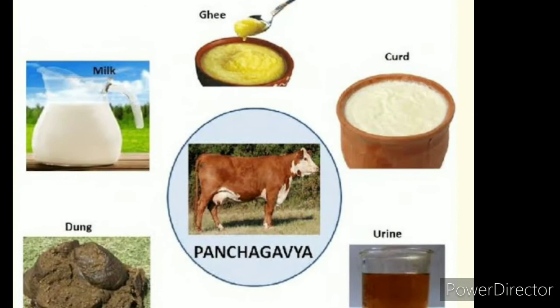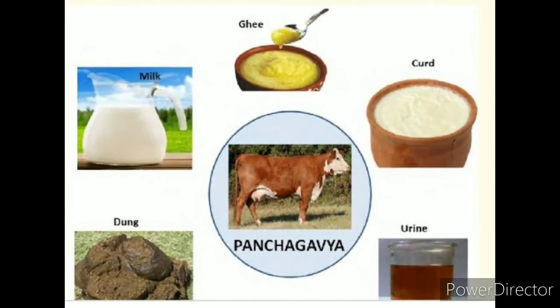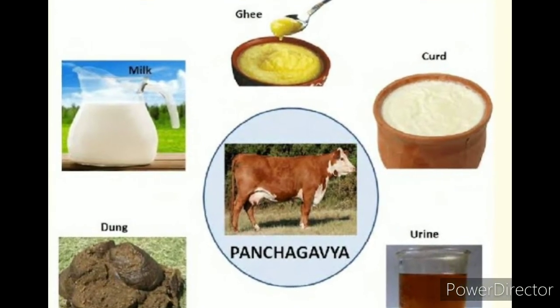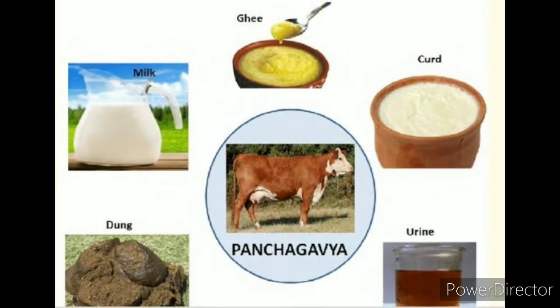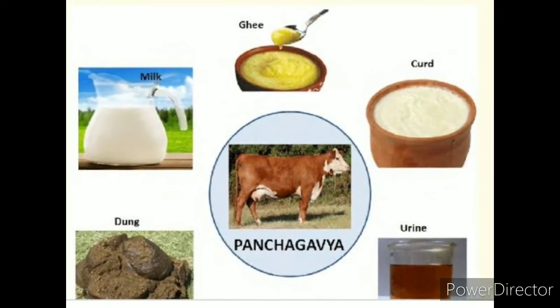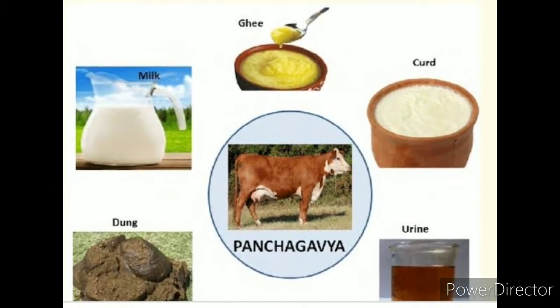You may have heard about Panchakavya. Yes, Panchakavya is a promoter with a combination of 5 products obtained from the cow, which includes cow dung, cow's urine, milk, curd and ghee. All the 5 products are collectively termed as Panchakavya.